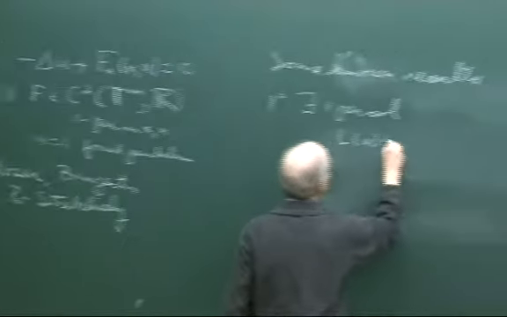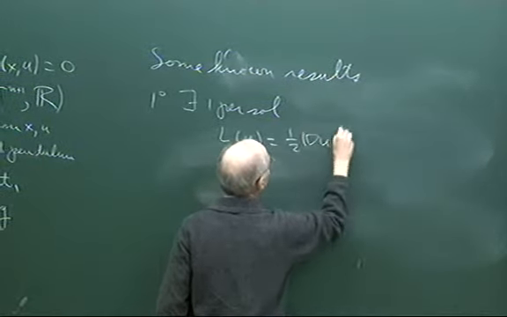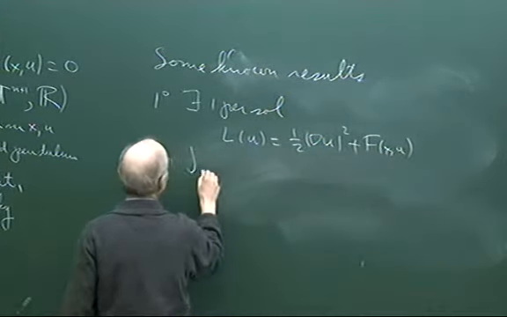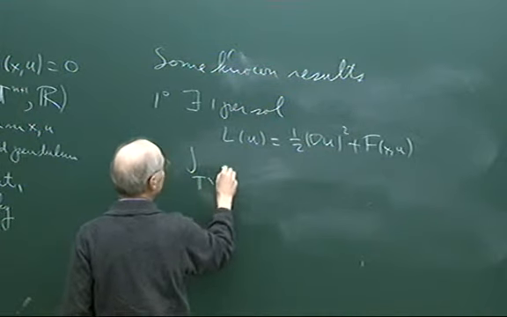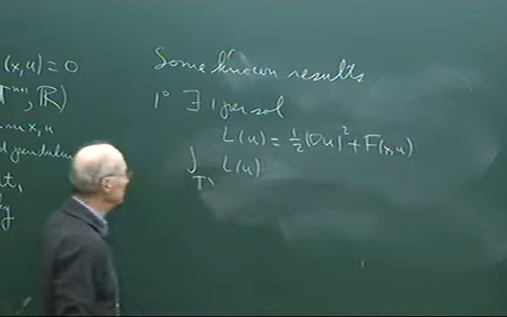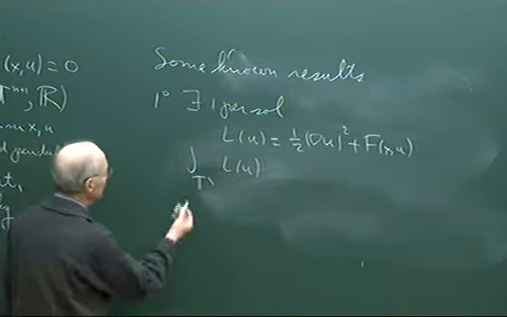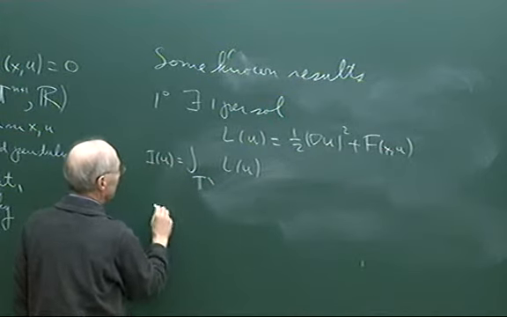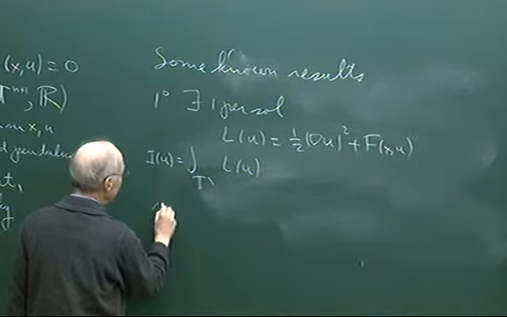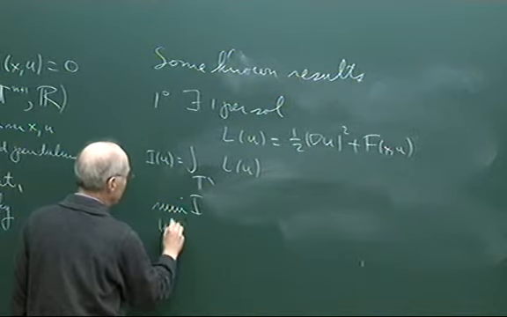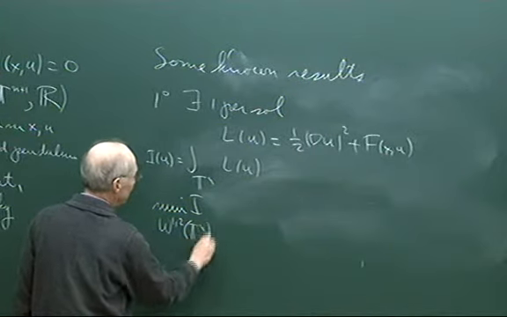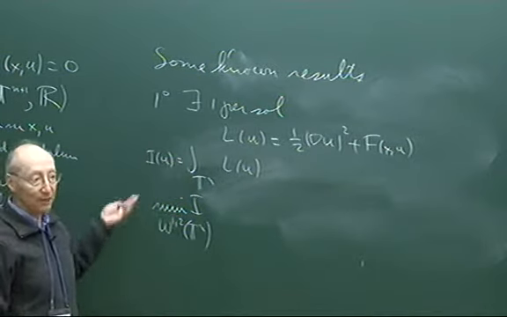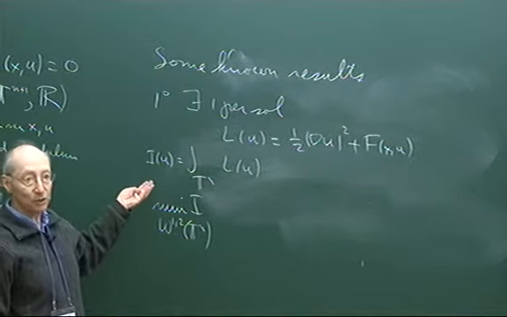L of u equals 1/2 gradient of u squared plus f of x and u. And we'll look at the integral over T^n of L of u. Let's call this I of u. And now let's minimize I over W^{1,2} of T^n. Minimize this over the class of 1 periodic functions. And it's not difficult to show there exist minimizers, there are 1 periodic solutions of this equation.